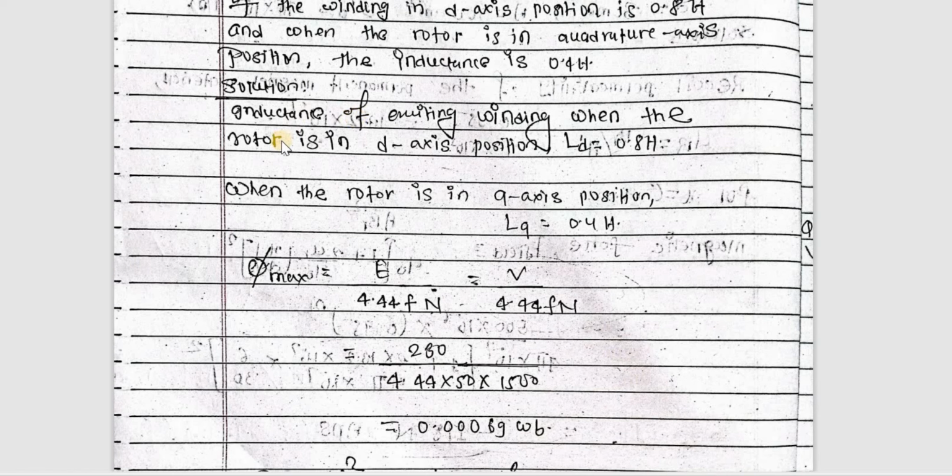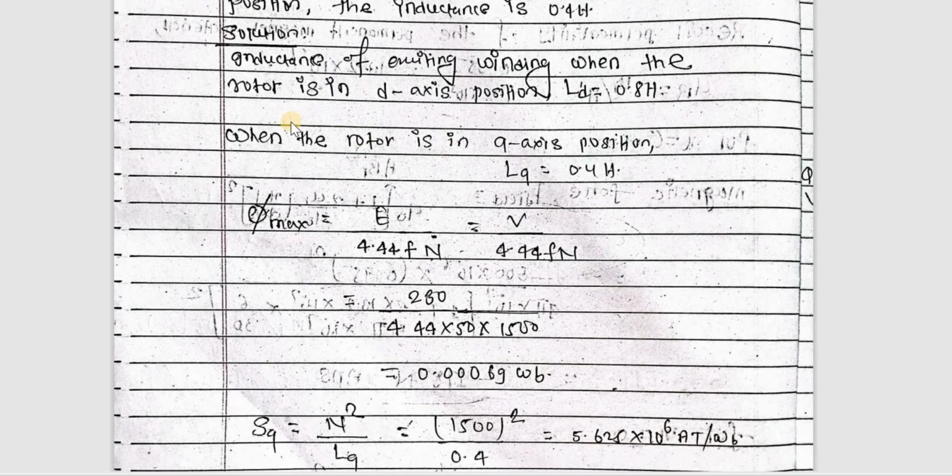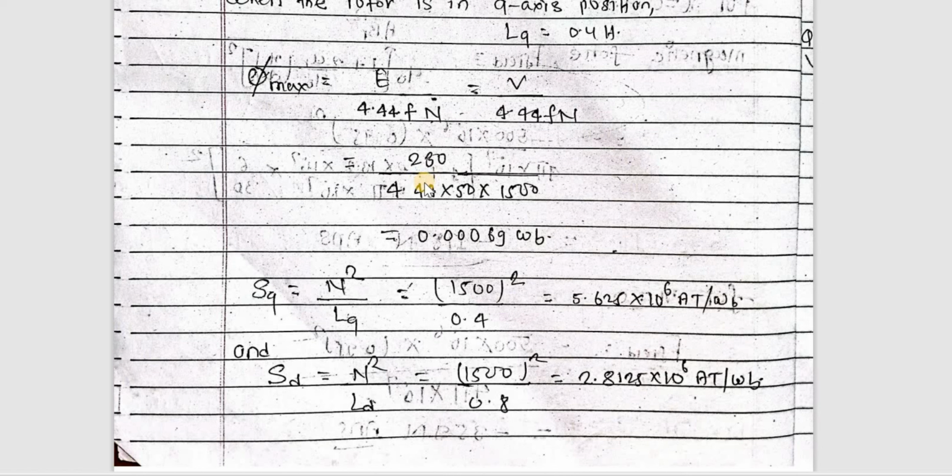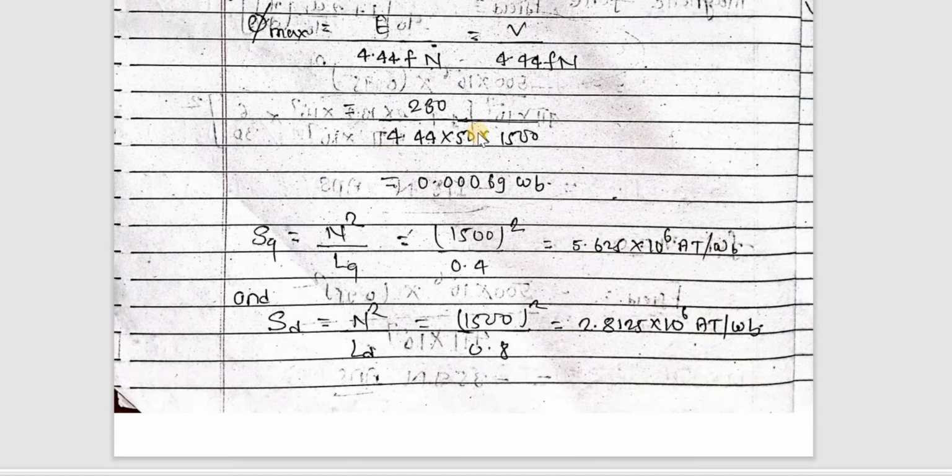First of all, solution. Inductance of the exciting winding when the motor is in the D axis position, LD equal to 0.8 Henry. When the motor is in the Q axis, LQ equal to 0.4 Henry. We know phi max equal to E upon 4.44 F N. The value of E is already given, 230 volt, 4.44, frequency 50, and turns is 1500. By calculating this, we can get 0.00069 Weber.